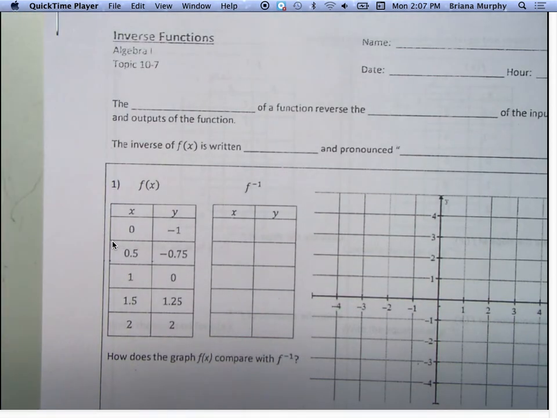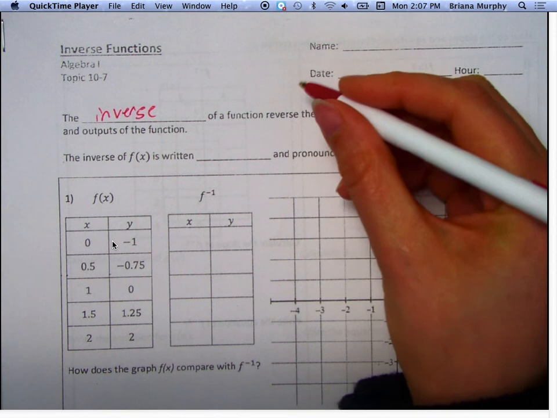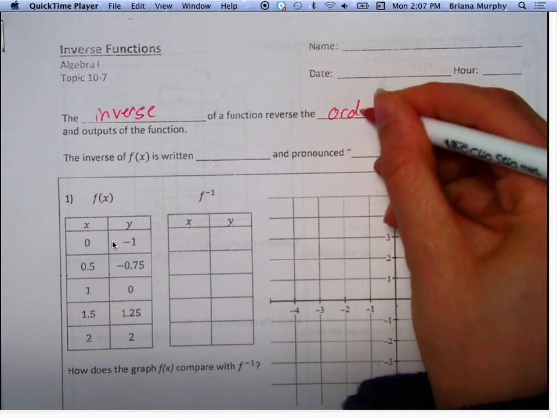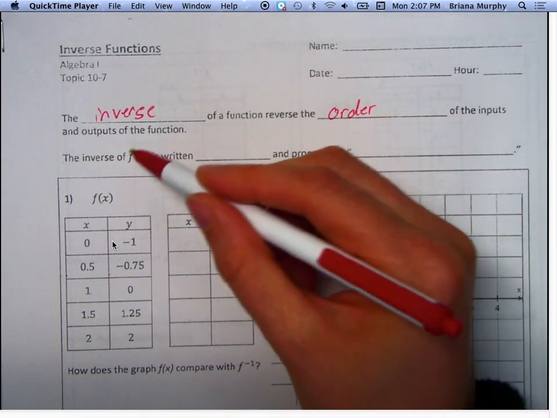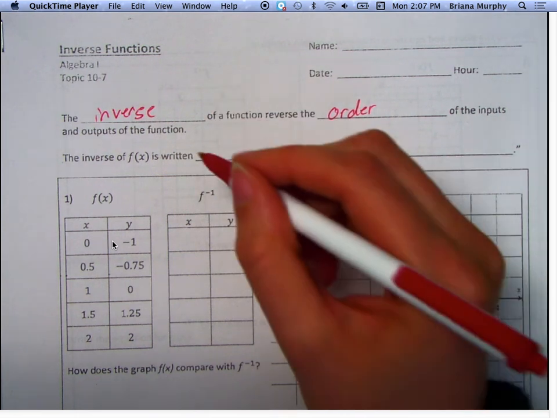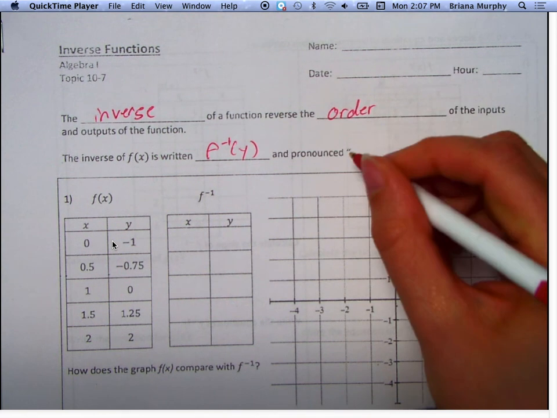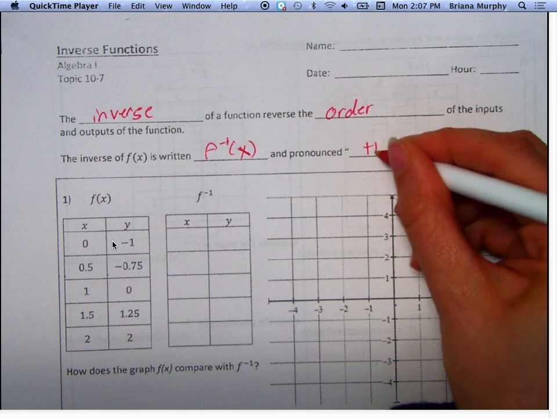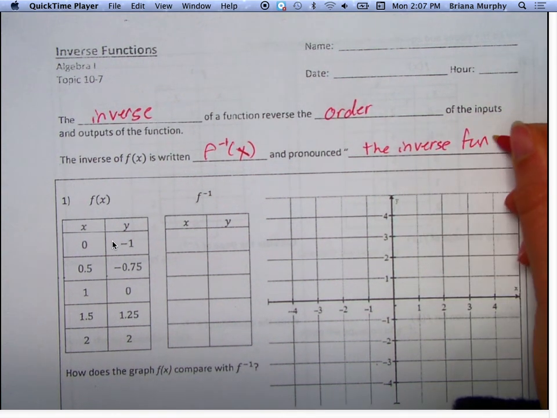The inverse of a function reverses the order of the inputs and outputs of the function. The inverse of f of x is written as f of negative 1 of x, and pronounced the inverse function of x.